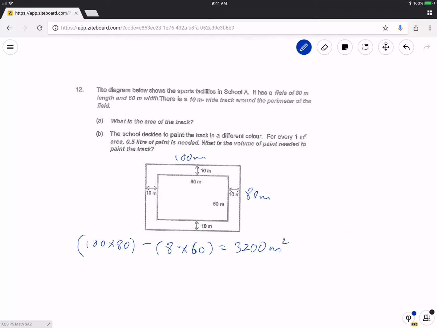Okay, the school decides to paint the track in a different color. For every 1 meter square, 0.5 liters of paint. What's the volume of paint needed to paint the track?